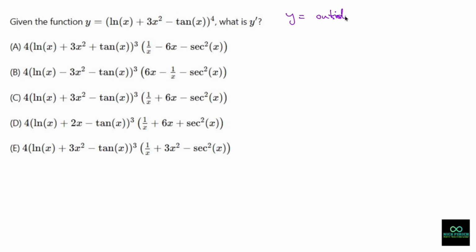So with chain rule, you are given y equals some type of outside stuff, and you have some type of inside stuff. And that's what we have here. The outside is the quantity to the fourth. The inside is that mess right there.